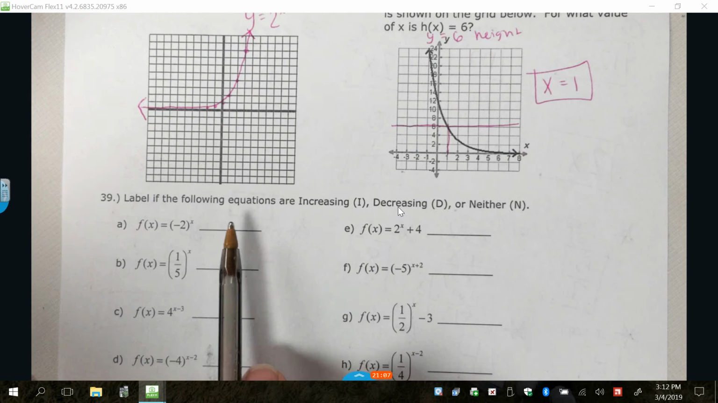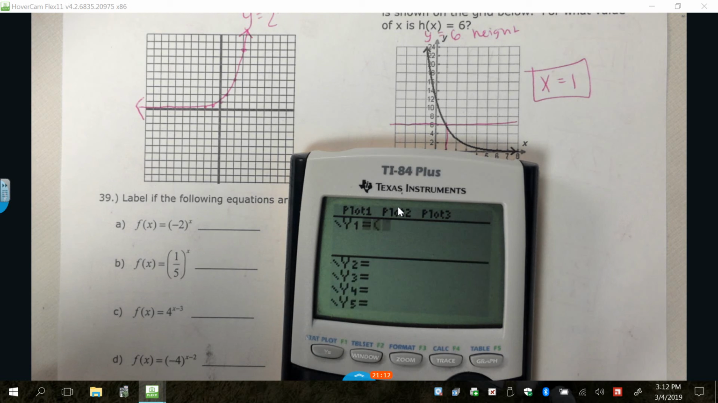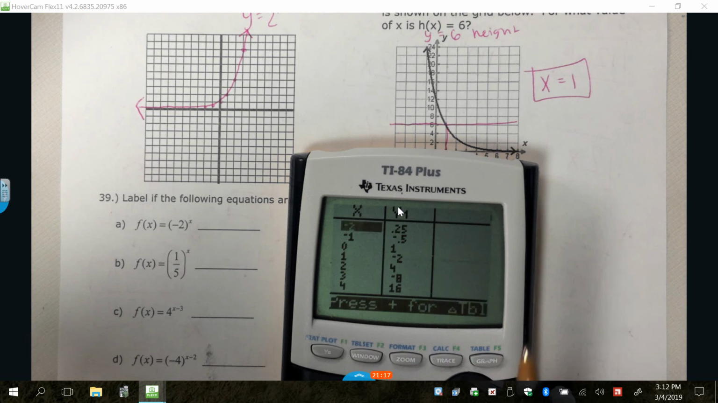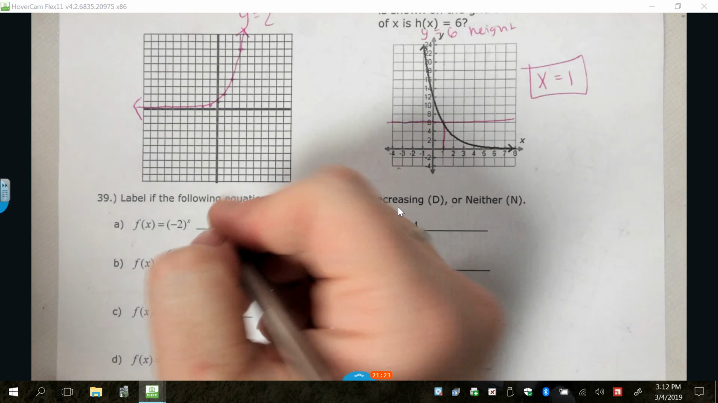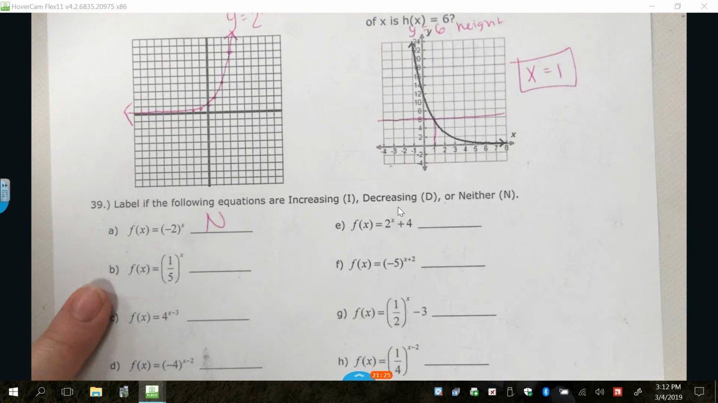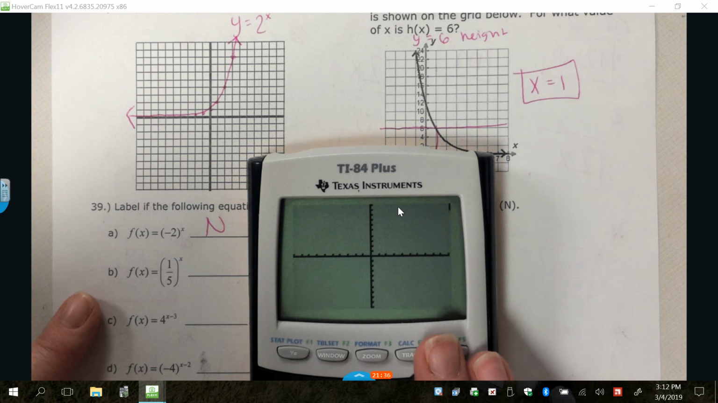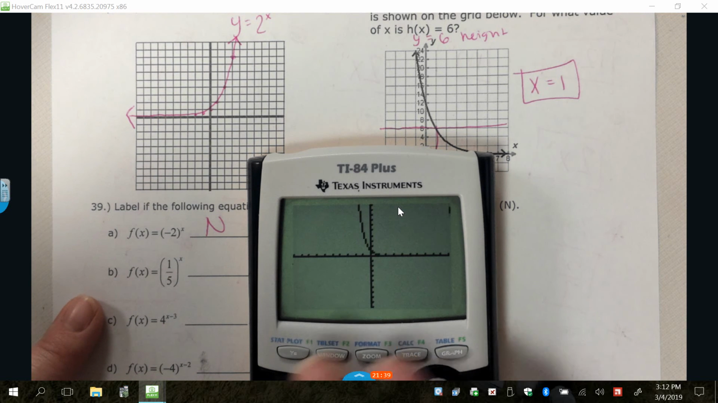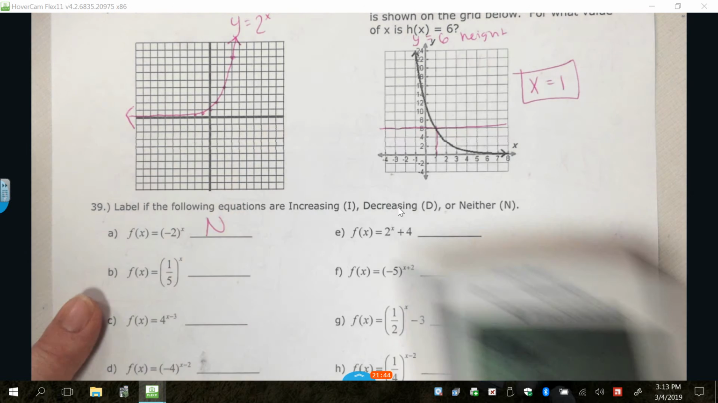Okay, label the following as increasing, decreasing, or neither. So let's do that. I'm going to just type these in here. I'm going to look at them in the table. Do you see how every other one is negative, positive, negative, positive? So this is neither. Look at B. You can either hit graph or go to your table. So this is obviously decreasing. You can even look here, see how the numbers are getting smaller. So this is decreasing.